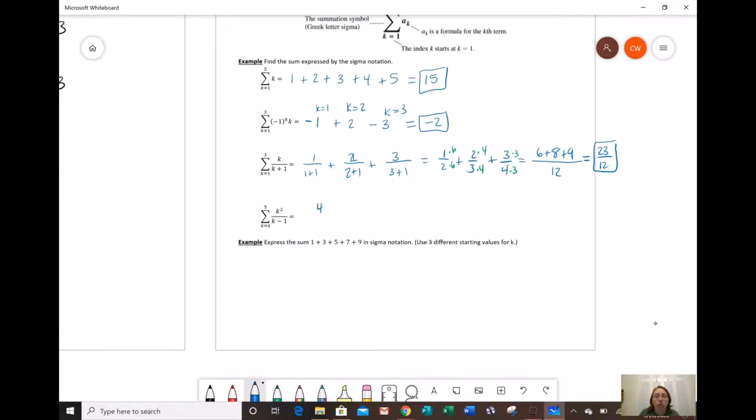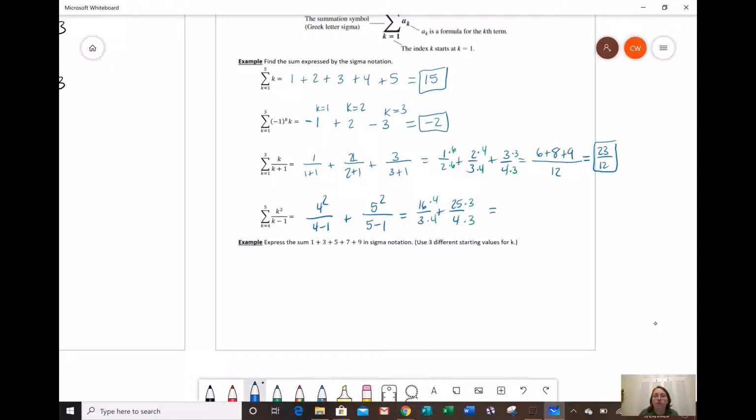So 4 squared over 4 minus 1 plus, plug in the last number because it only goes from 4 to 5, 5 squared over 5 minus 1. So that's 16 over 3 plus 25 over 4. Get our common denominator, that'd be 12. So multiply by 4 and multiply by 3 to get our common denominator.